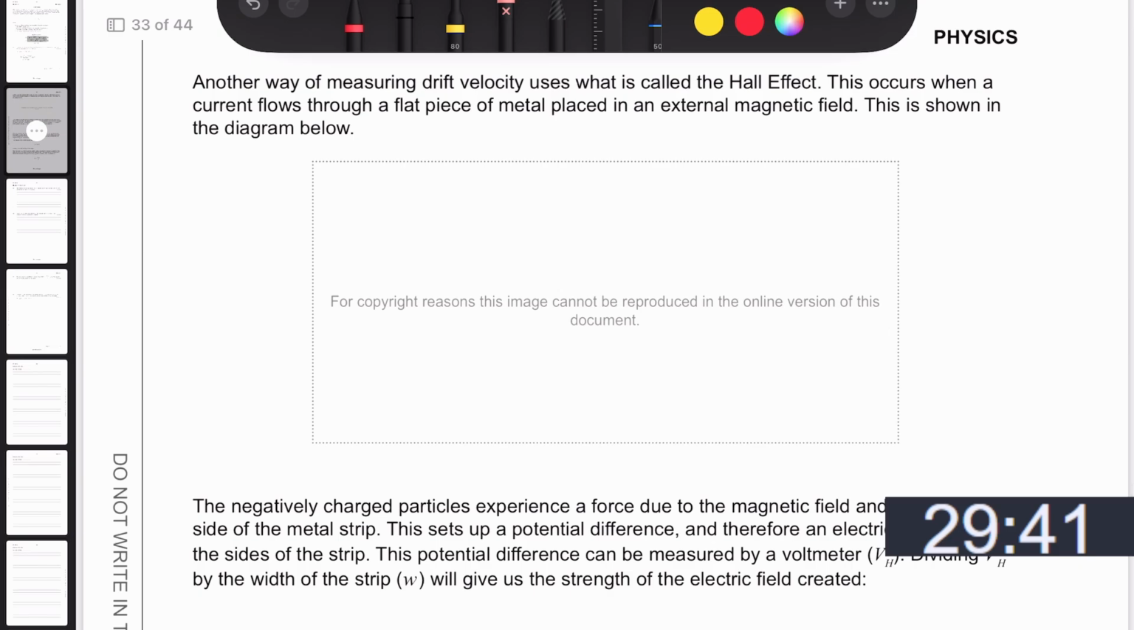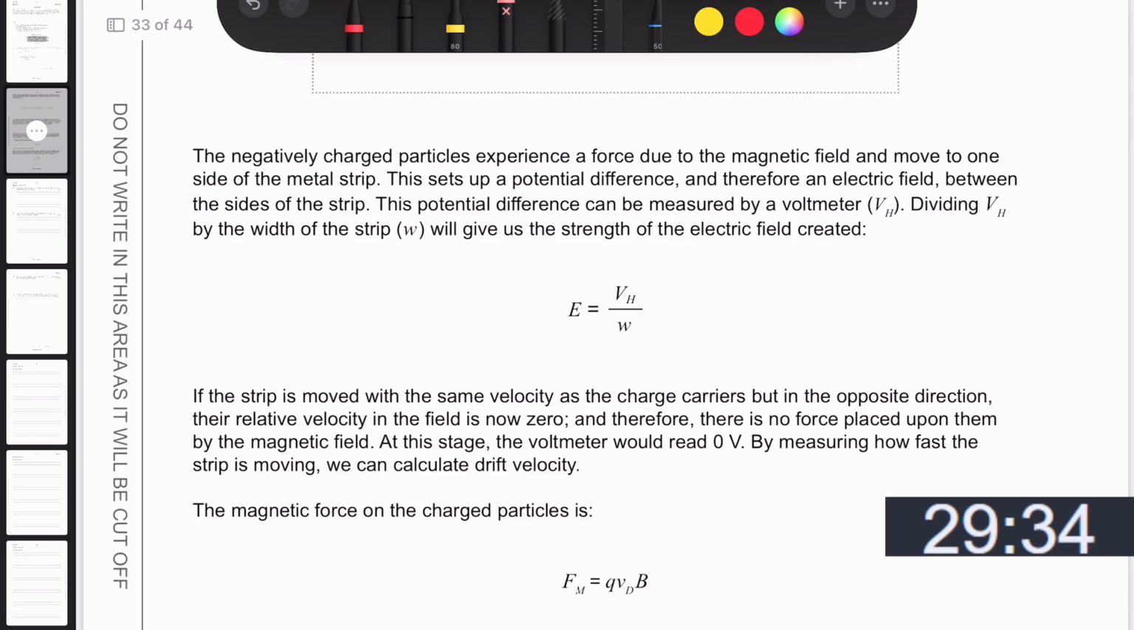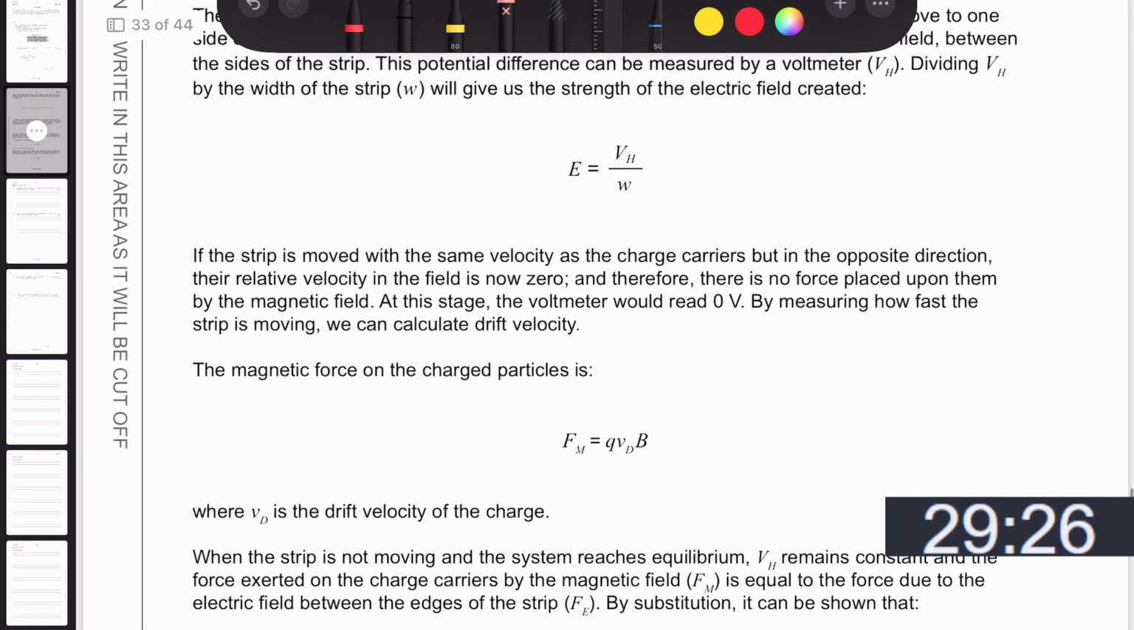The negatively charged particles experience a force due to the magnetic field and move to one side of the metal strip. A potential difference in the electric field dividing the two sides of the strip is measured by a voltmeter, and dividing by the width of the strip gives the strength of the electric field. If the strip is moved at the same velocity as the charge carriers but in the opposite direction, the relative velocity in the field is now 0 and therefore there is no force placed upon them by the magnetic field. By measuring how fast, we can calculate drift velocity.